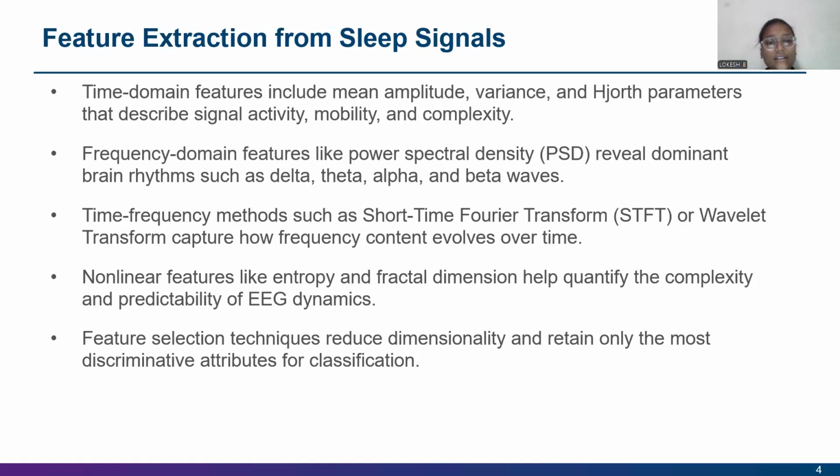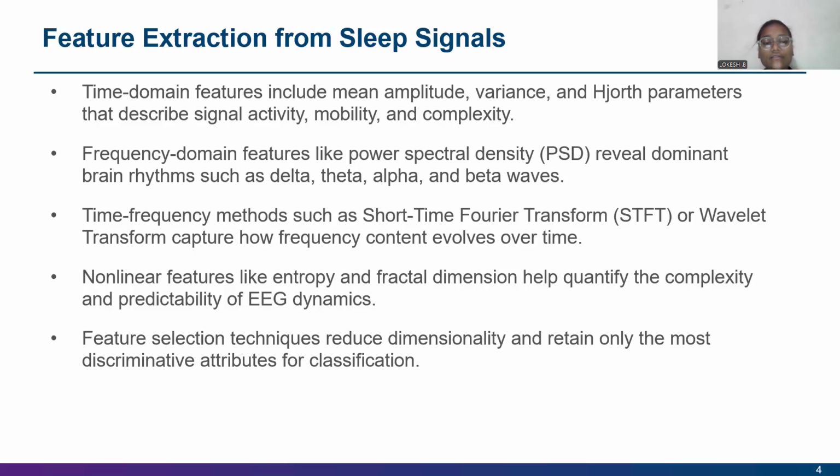And next, feature extraction from sleep signals. The time domain features include mean, amplitude, variance, and the Hjorth parameters that describe signal activity, mobility, and complexity. Frequency domain features like power spectral density, the PSD, reveal the dominant brain rhythms such as delta, theta, alpha, and beta waves. The time frequency methods such as short time Fourier transform, the STFT, or the wavelet transform capture how frequency content evolves over time.